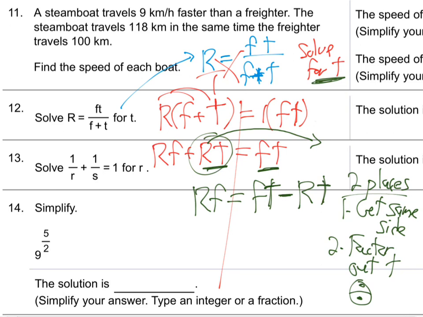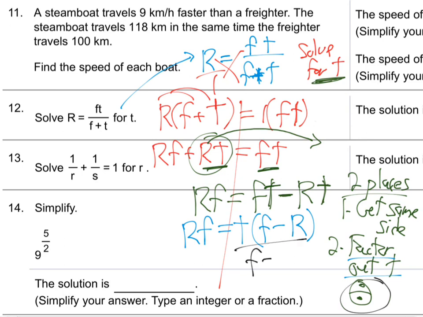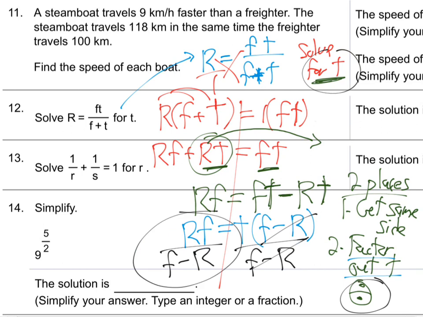And then next step, factor out T, so take out a T, parenthesis, F minus R. And last step then, divide. Divide by what? By the whole F minus R, because that'll cancel, and the little t's alone. We solve for T, there it is. And make sure you type that in, it's case sensitive, so capital R, little f, capital R. There's the answer, we got little t alone.